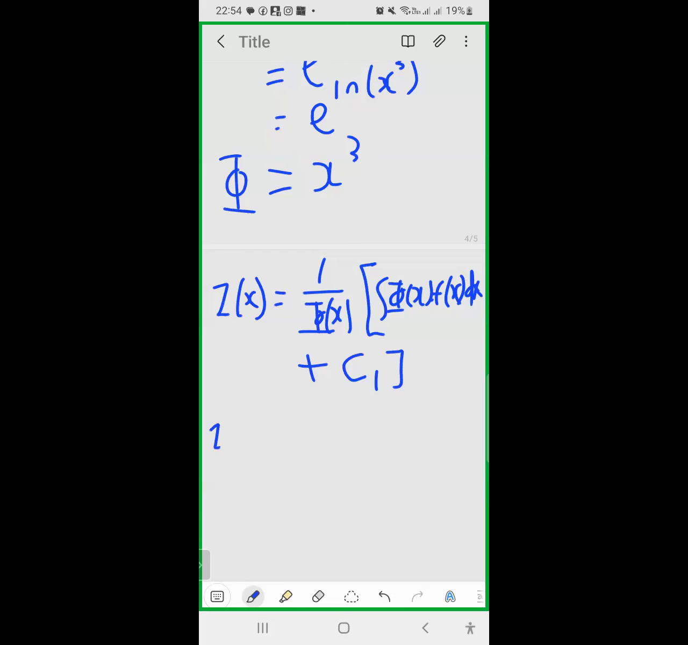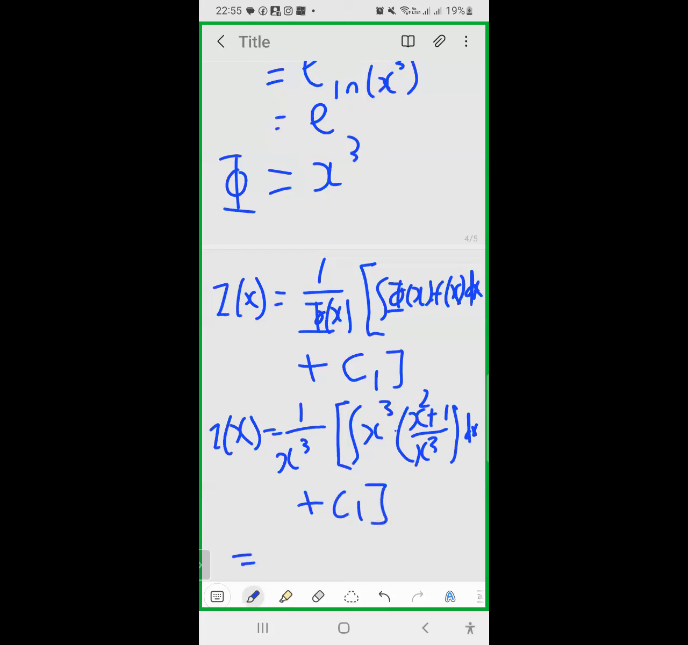Therefore, z of x will be equal to 1 over x cubed into the integral of x cubed multiplied by our f of x, which is (x squared plus 1) divided by x cubed, close bracket, dx, and then plus c1.